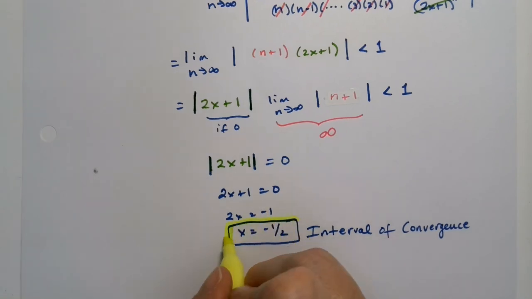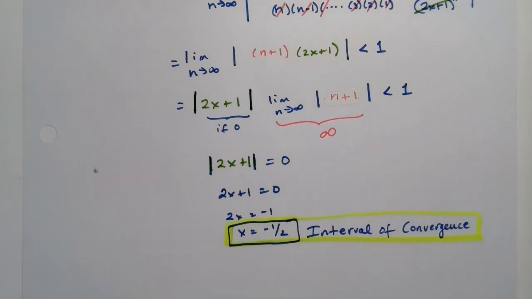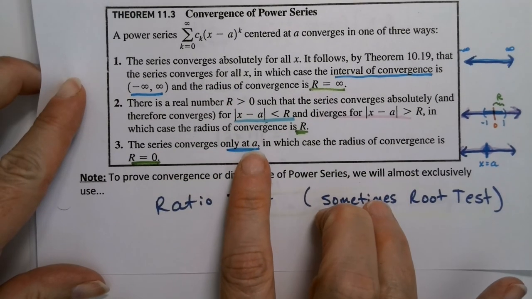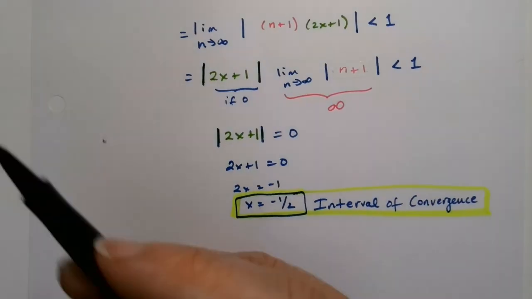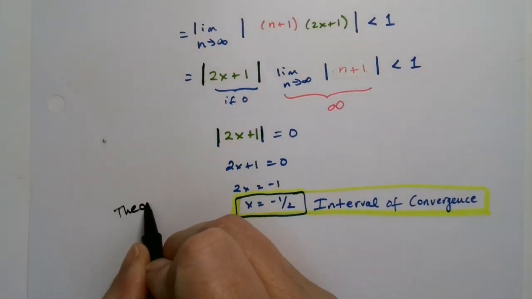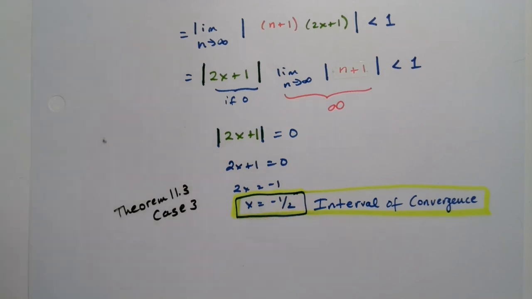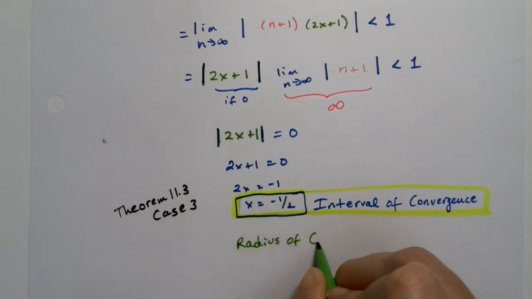Which means I am in case 3 of Theorem 11.3. So if you look back to Theorem 11.3, the one that has a specific value is case 3. It only converges at, in our case, x equals -1/2. So this is Theorem 11.3, case 3. And the radius, of course, is 0. Because it's only converging at one value.